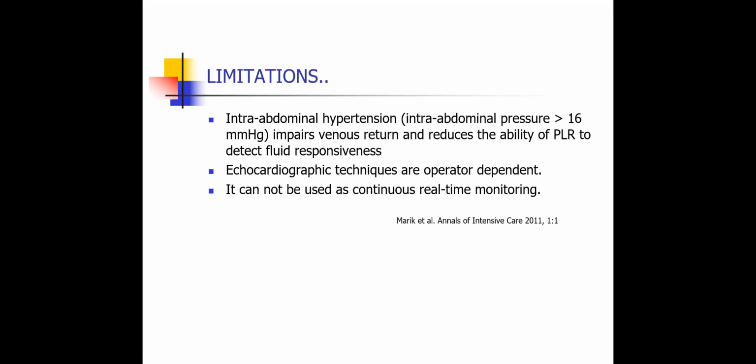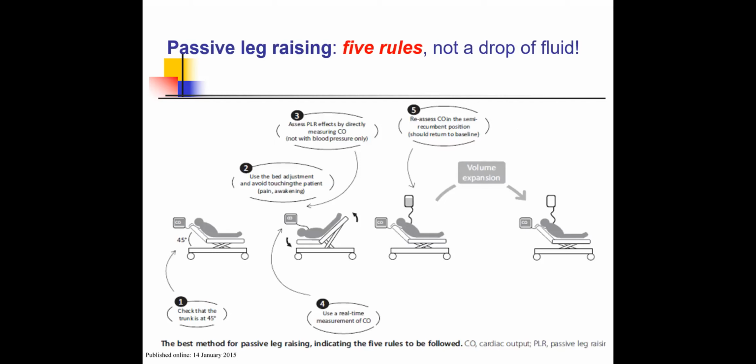So now coming to the limitations. Intra-abdominal hypertension of more than 16 millimeter mercury impairs the venous return and reduces the ability of the PLR to detect fluid responsiveness. And echocardiographic techniques are operator dependent. It cannot be used as continuous real-time monitoring. So you see how it is done.